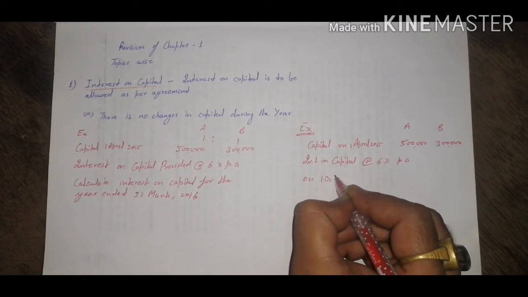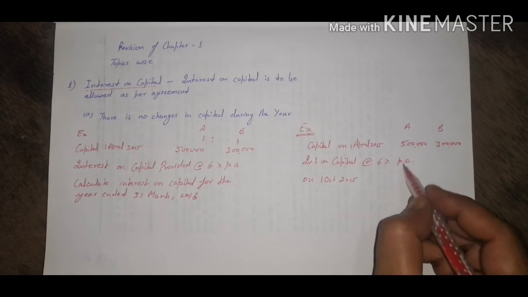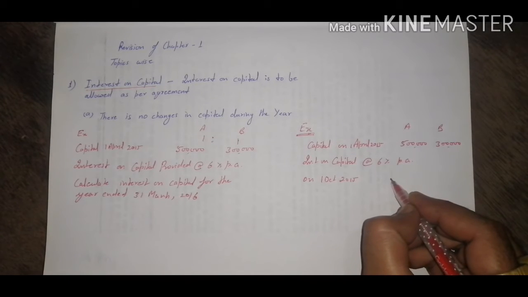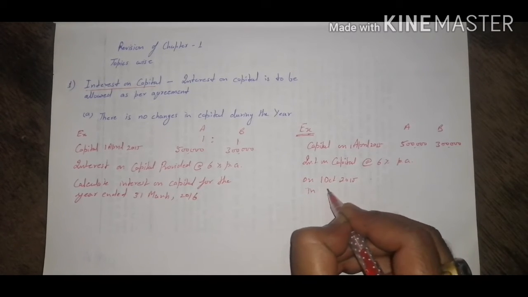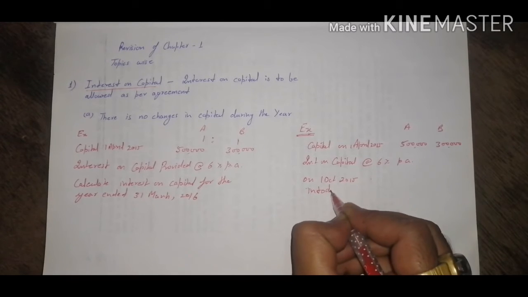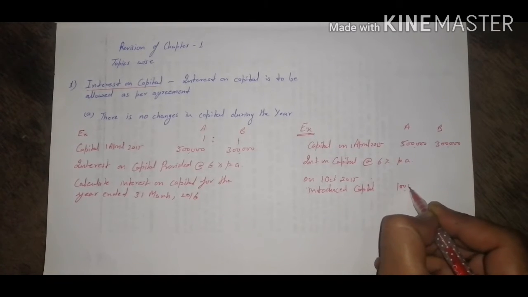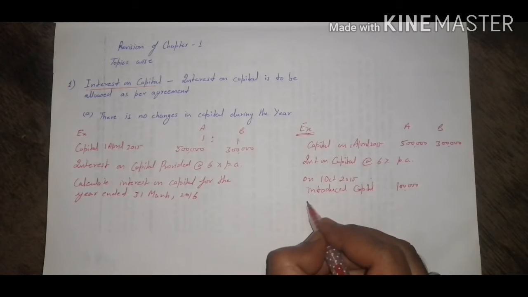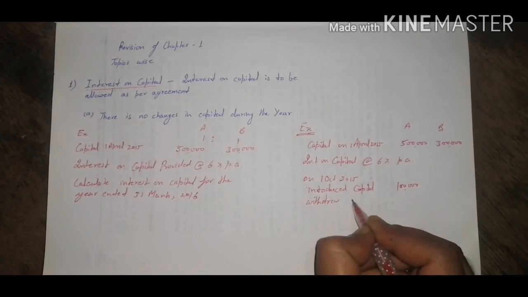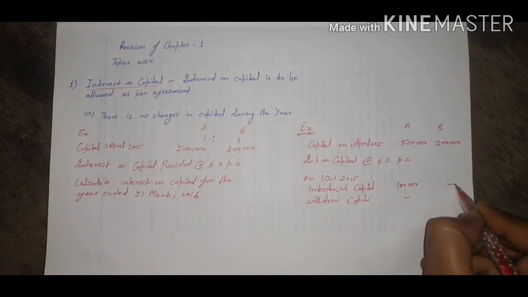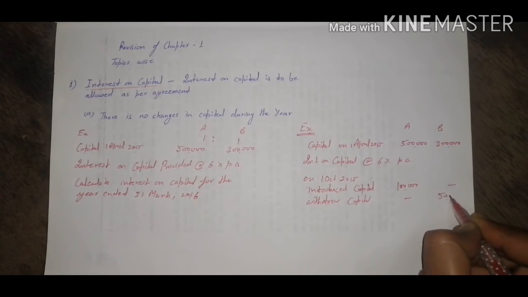On 1st October 2015, A introduced capital rupees 1 lakh, and on 1st October B withdrew capital rupees 50,000.